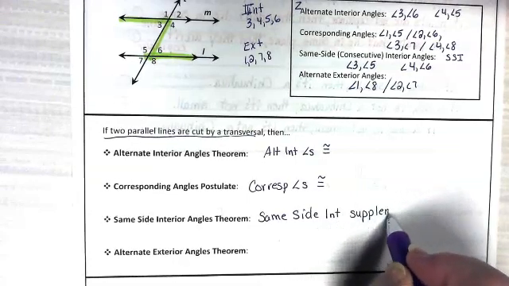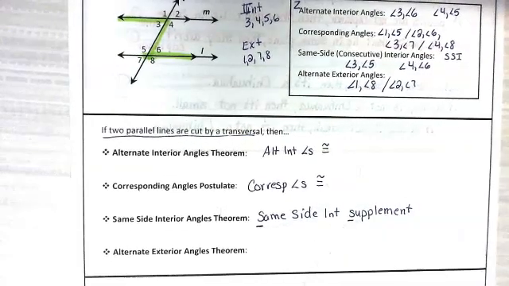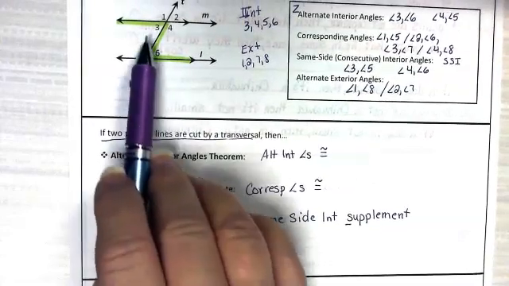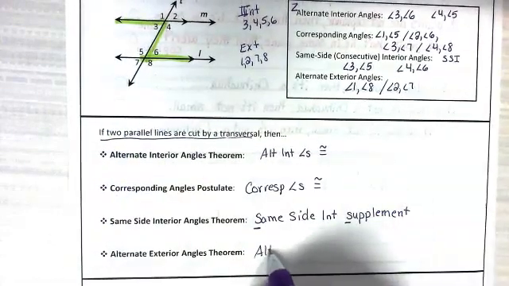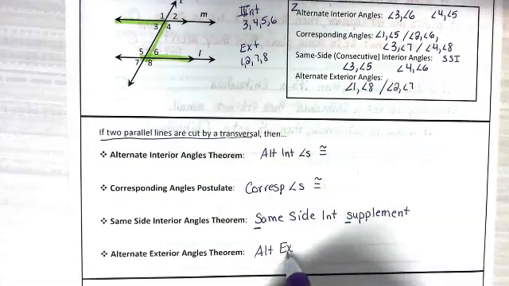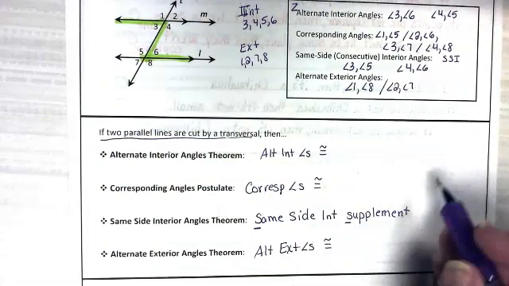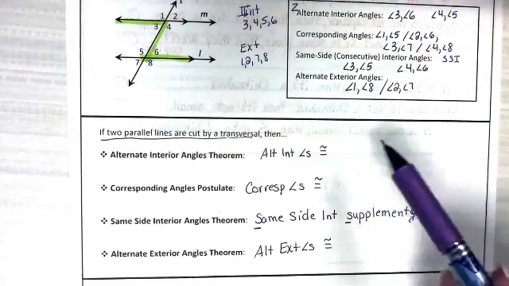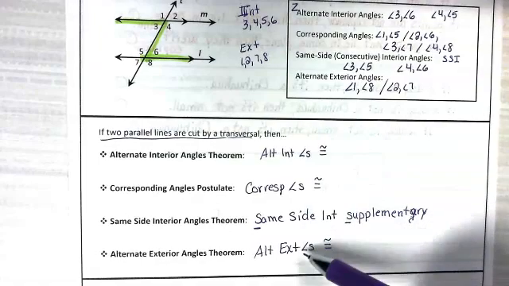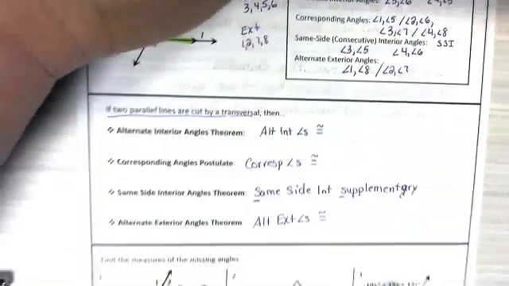I like to remember that because of all the S's. Same side interior, supplementary. The alternate exterior angles. So if you take angle 1 and angle 8, those are congruent. Alternate exterior angles are congruent. So, oops, I forgot to finish my word, supplementary. So notice all of the pairs were congruent except for same side interior. Let's put that into practice.